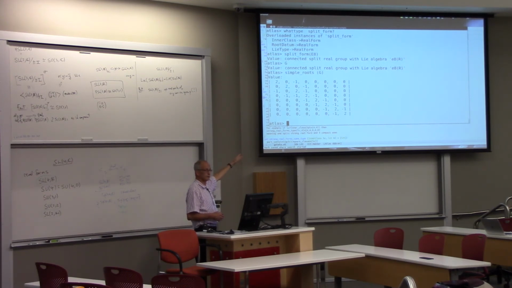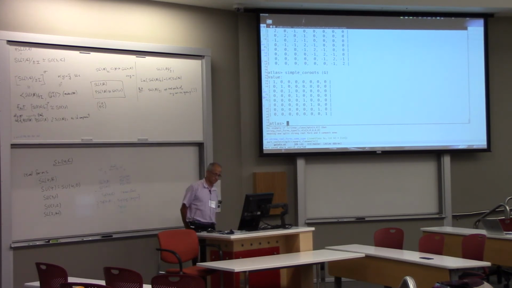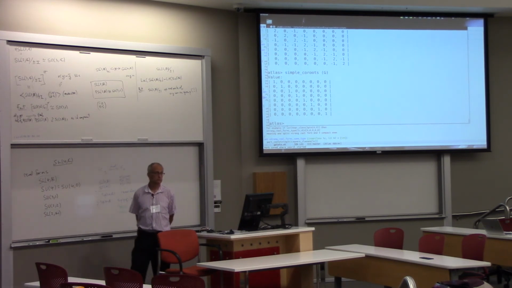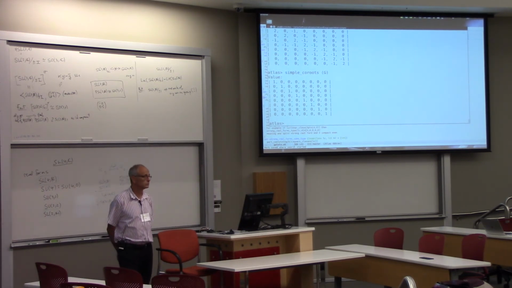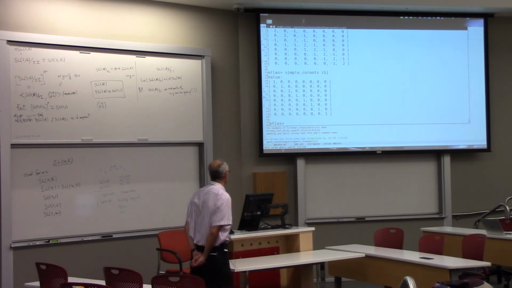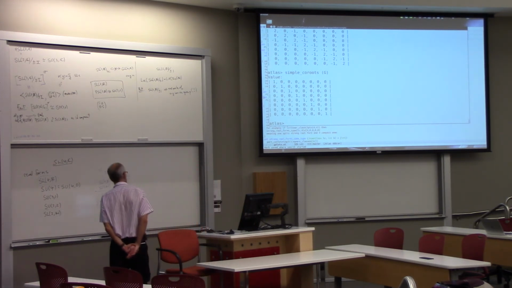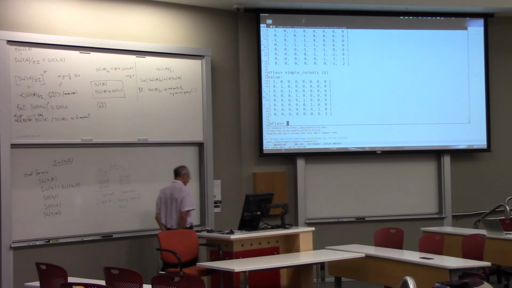What are the simple co-roots of G? That's an interesting question. Anybody? It still can't have half integers. It's still going to be an integral matrix. No, it's not. Well, it depends how you define it.